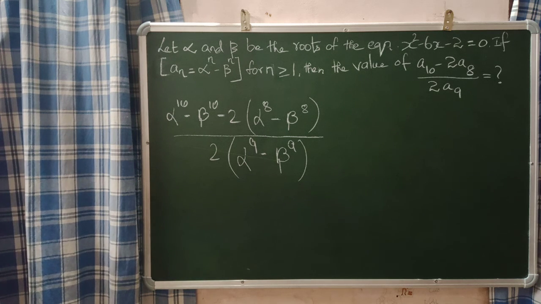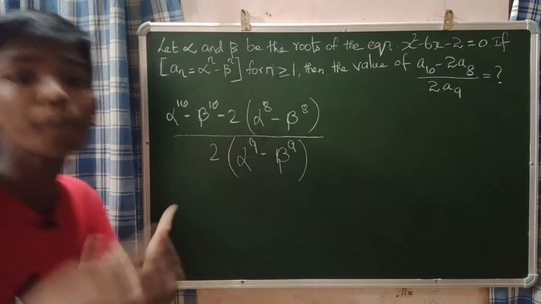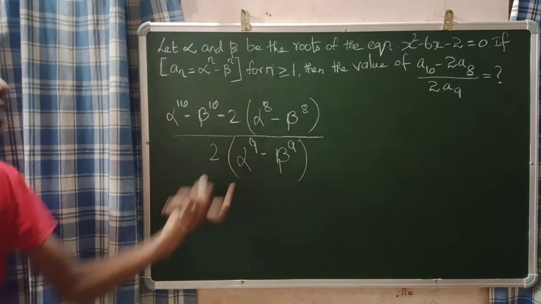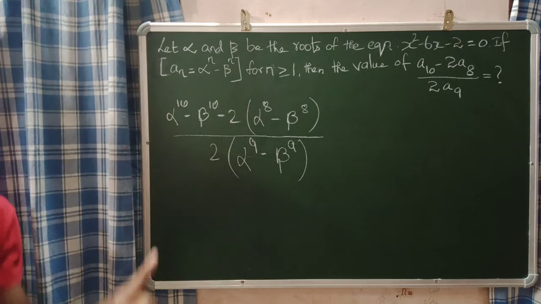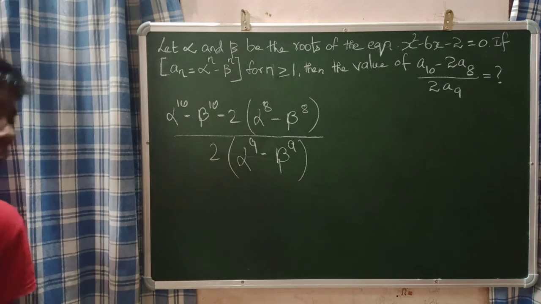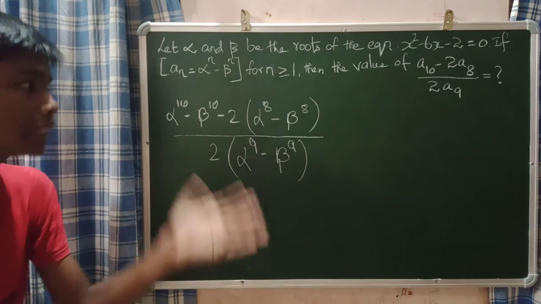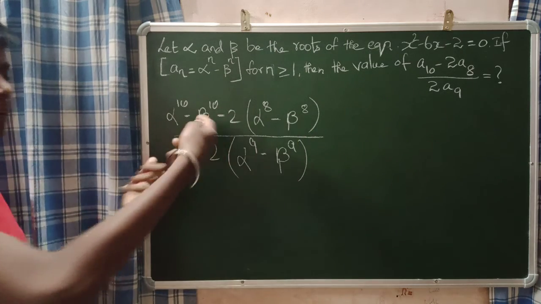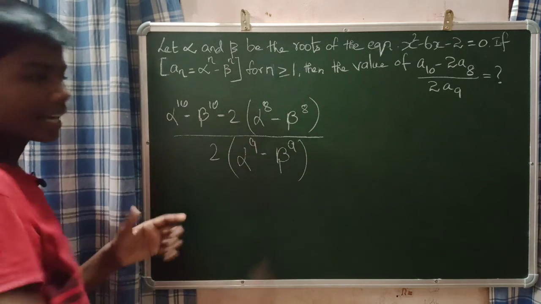Now guys, try to solve your numerator. Solving a numerator means just try to simplify it. Try to open this bracket and expand this. Solving a numerator means simplify your numerator. Just open the brackets, that means multiply this minus 2 with the inside expression.